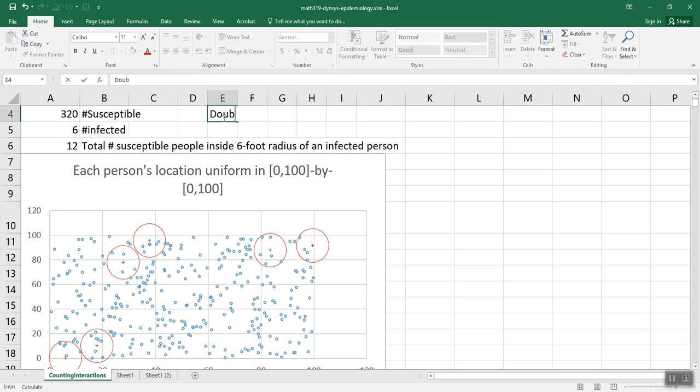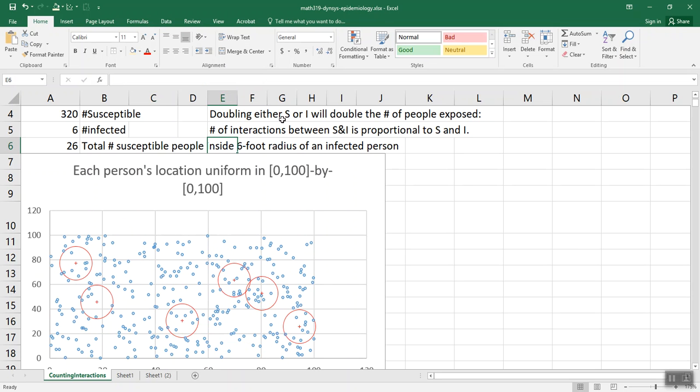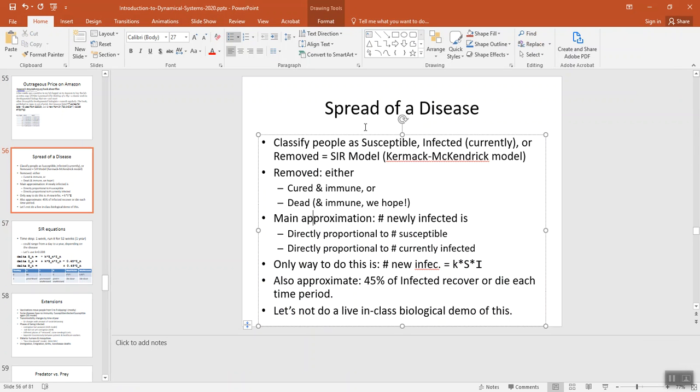It seems like doubling either S or I, the number of susceptible or the number of currently infected, will double the number of people exposed. So the number of interactions between S and I people is proportional to S and I. And the only way to be proportional to two things, I have it on the slide here, is to multiply those two things together and then multiply by a constant.